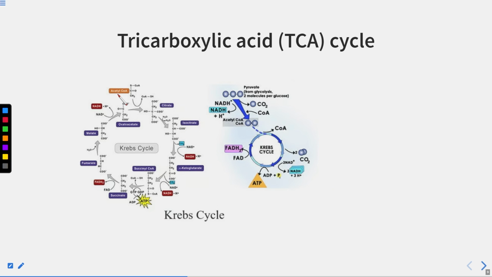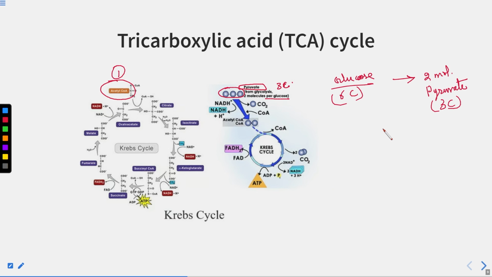Now, this is the acetyl coenzyme, and this is the first step. Before this first step, we have pyruvate or pyruvic acid, 2 molecules per glucose. This is a 3 carbon compound. So from one glucose, which is a 6 carbon compound, you will get 2 molecules of pyruvate or pyruvic acid, and this is a 3 carbon compound.